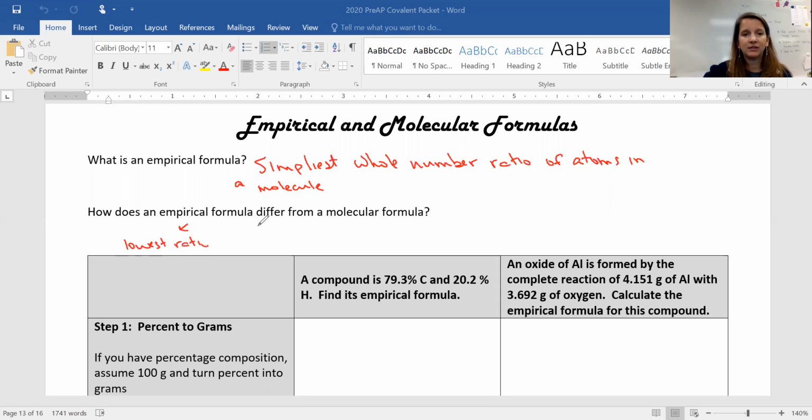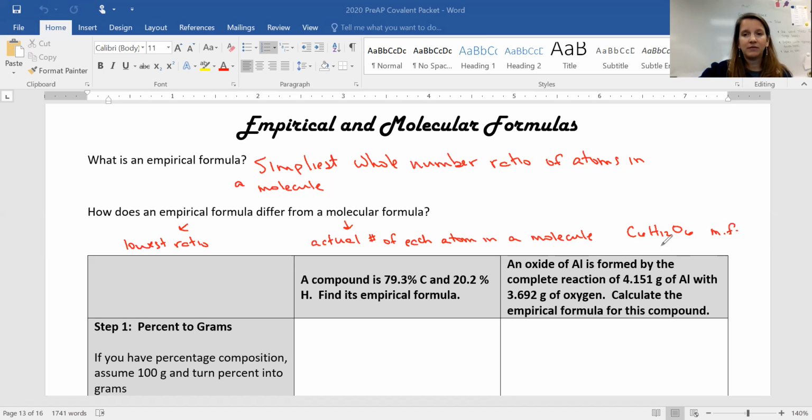a molecular formula is going to tell us the actual number of atoms in a compound or molecule. So something that biology talks a lot about is glucose, which is C6H12O6. And you can see all of these subscripts, 6, 12, 6, they can all be divided by the same number. This is a molecular formula because it's telling us how many carbons, how many hydrogens, how many oxygens are present in glucose. But that's going to be your molecular formula.